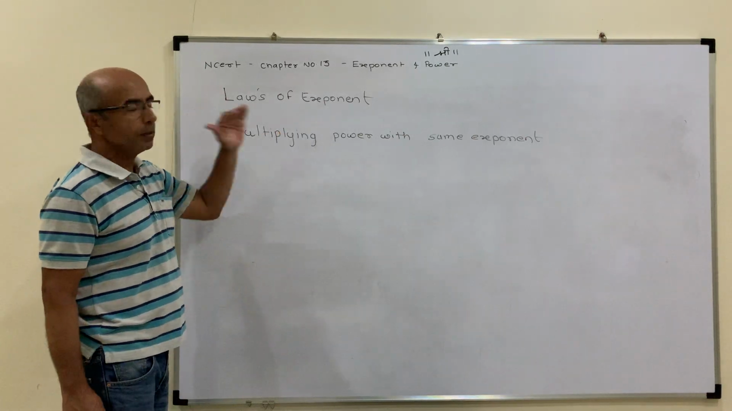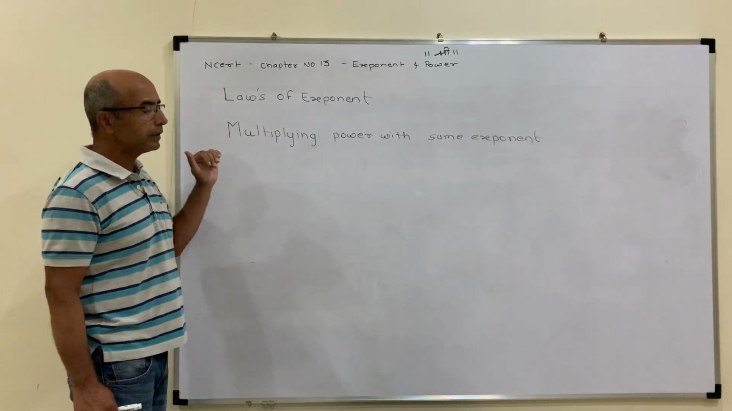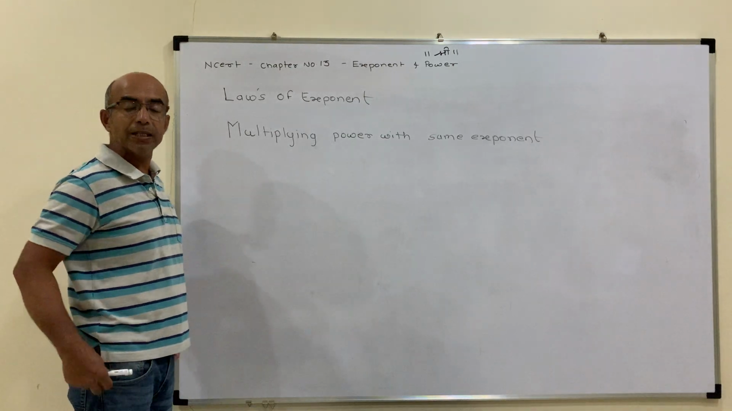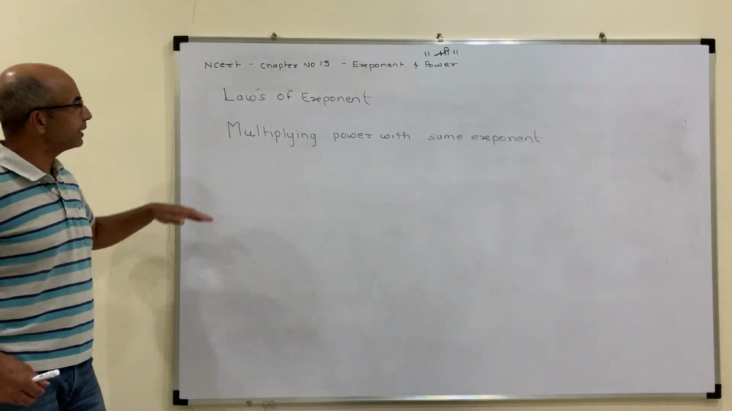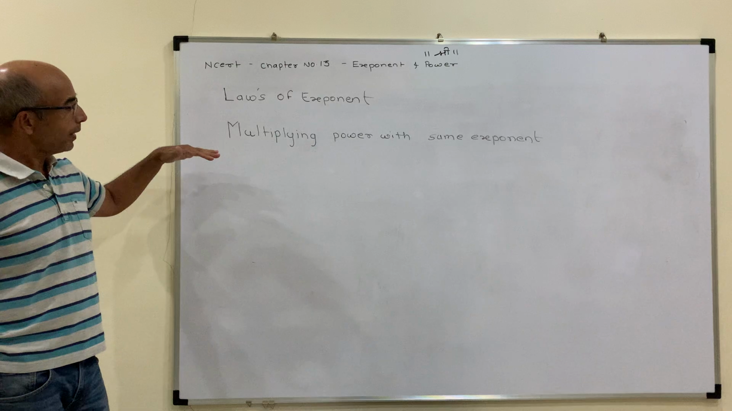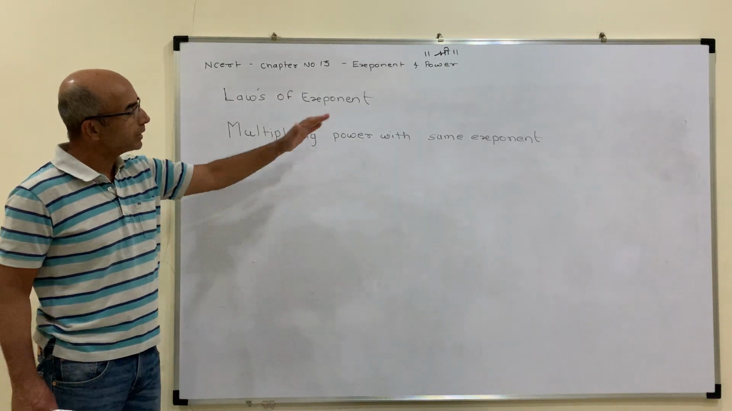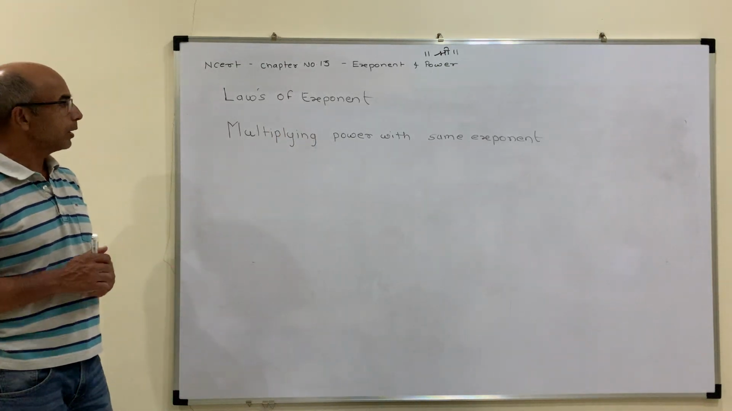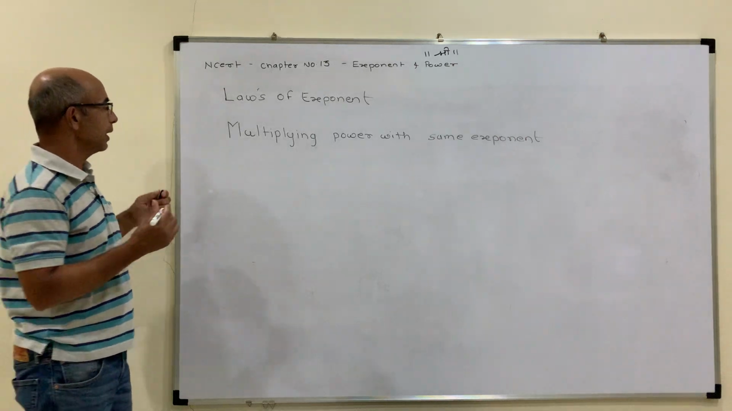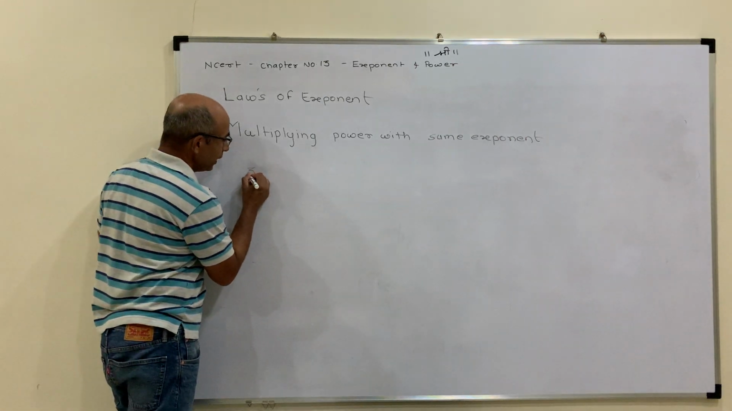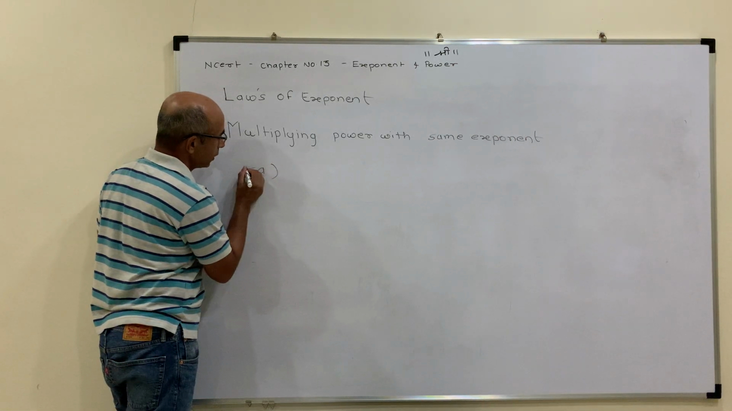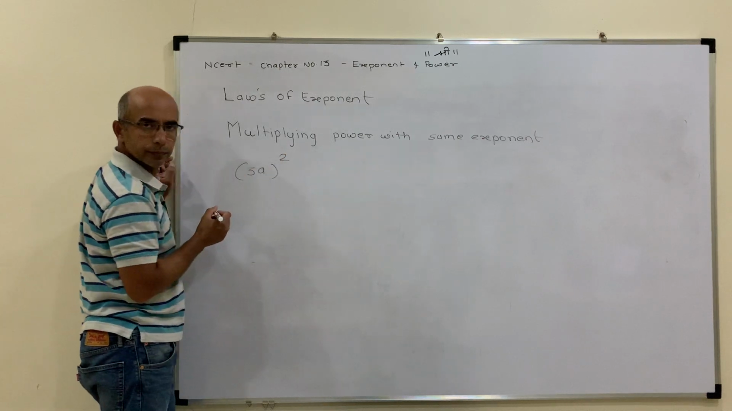Laws of exponent. Till now we have seen three rules when the base was same. Now we'll see the fourth one where the base is different but the exponent is same. Now let's consider the example. What is this? (3a)^2.